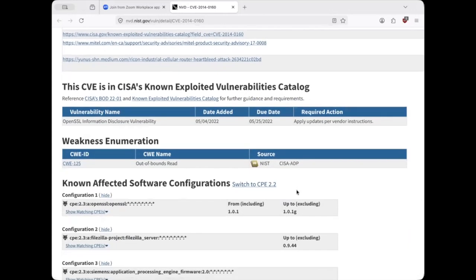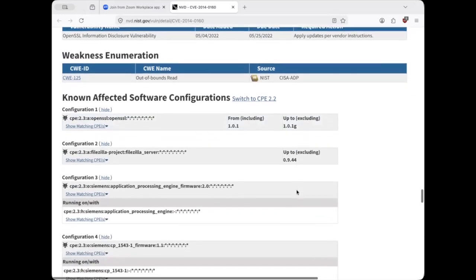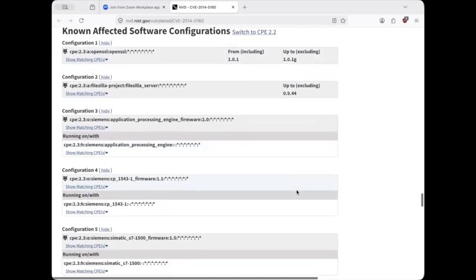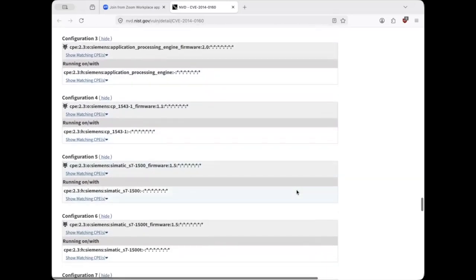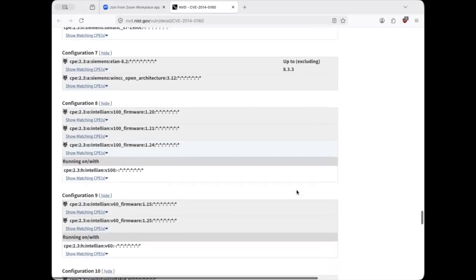So you also have a classification. We're using the weakness enumeration. So it is an out of bounds read. It's a particular type of cyber attack exploiting a particular vulnerability, right? And also you have a list of all the software and hardware that can be affected by this virus. These are all the configurations.